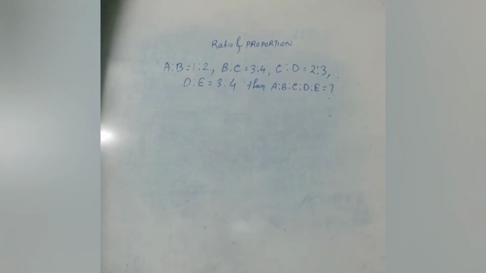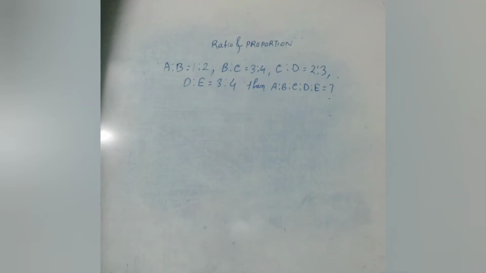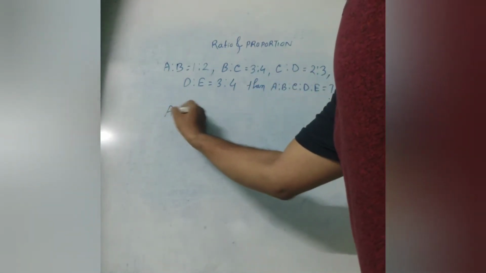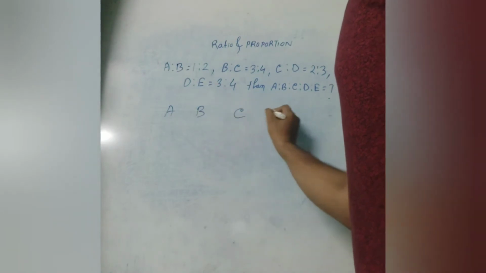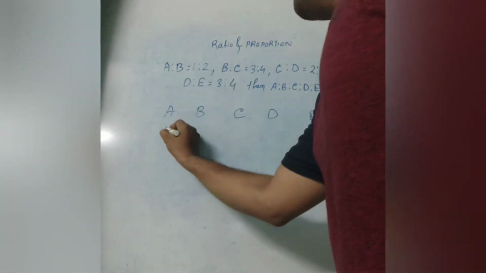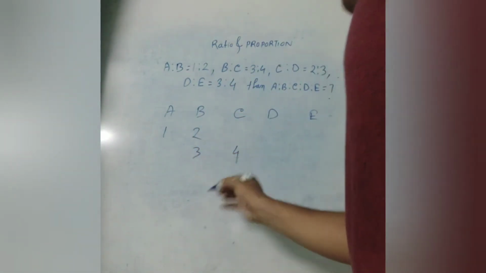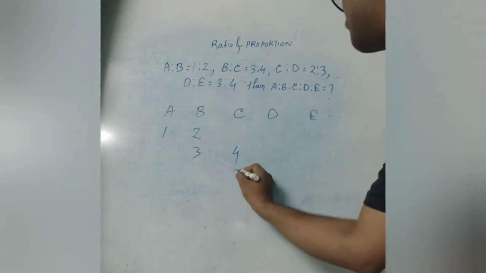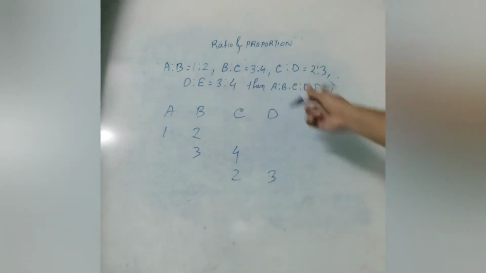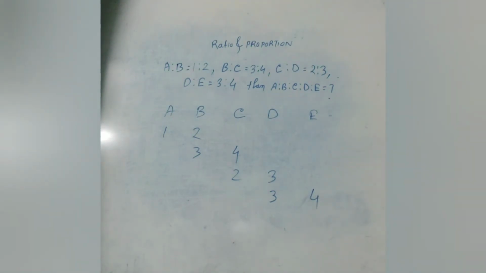In this math, we need to find the answer for A, B, C, D, E. There are 5 terms, so one term is extra. A is to B is 1 is to 2, B is to C is 3 is to 4, C is to D is 2 is to 3, and D is to E is 3 is to 4. Now we calculate A, B, C, D, E.